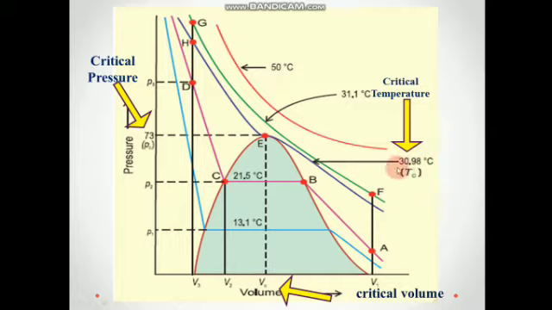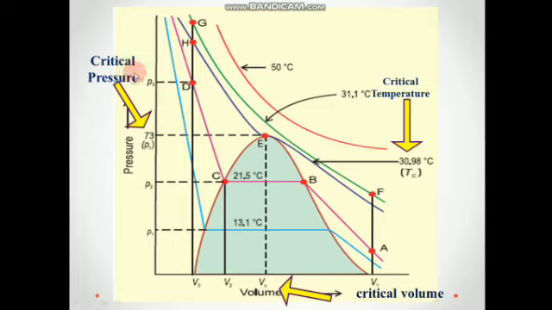So we can tell this is the maximum temperature at which the gaseous carbon dioxide can be converted to liquid form, and that temperature is known as critical temperature, and the pressure at critical temperature is known as critical pressure.